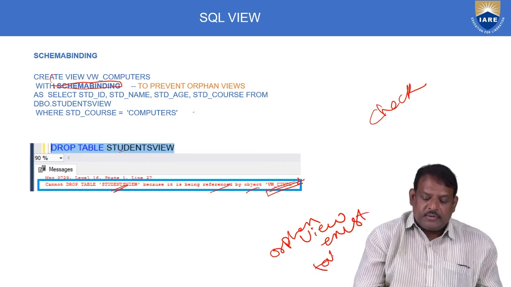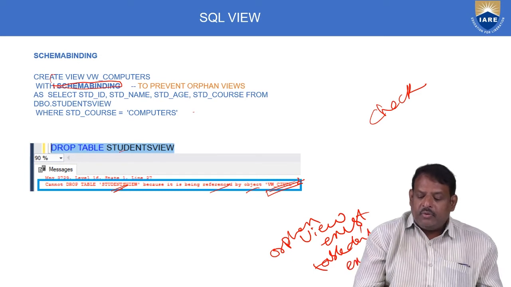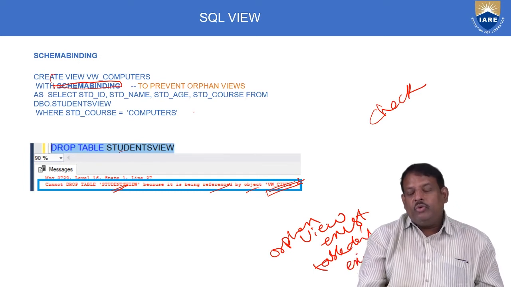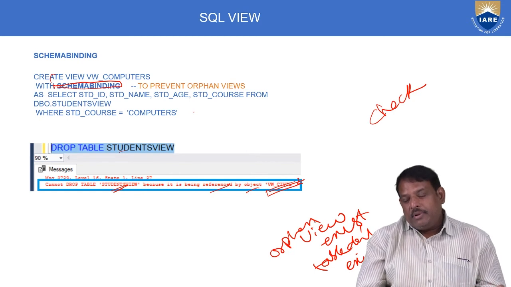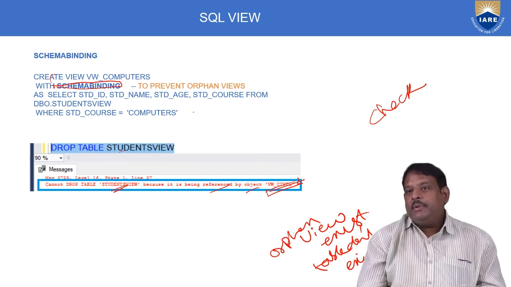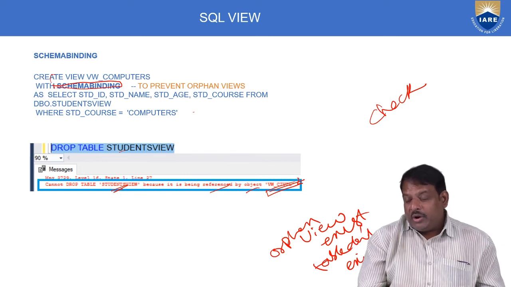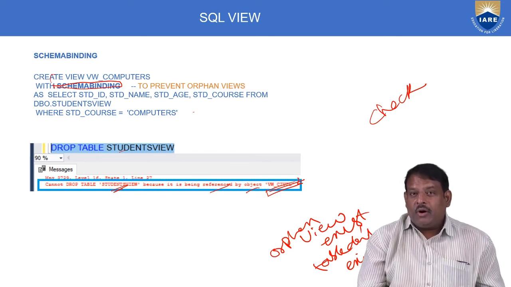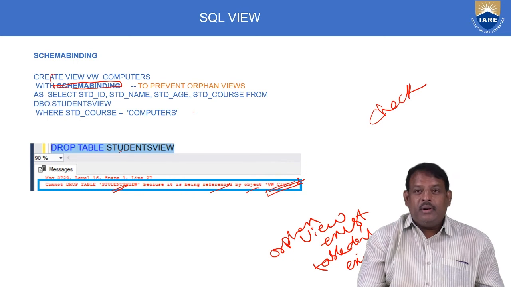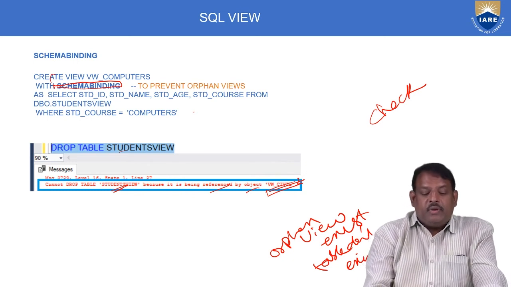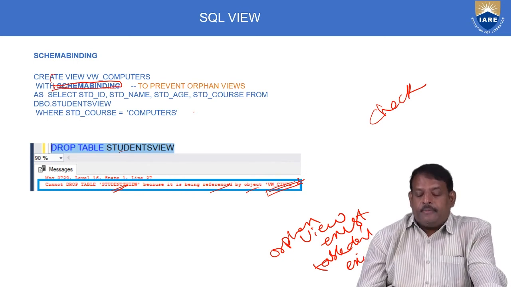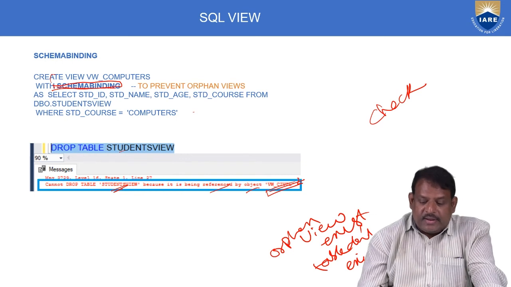Table does not exist. You know what is going to happen? Your view was based on a table. The table is not there, but the view exists. That means you are going to get an invalid data error. You have to make sure that you are not dropping the table. If there is any view, then we have to use schema binding. This is the second thing.